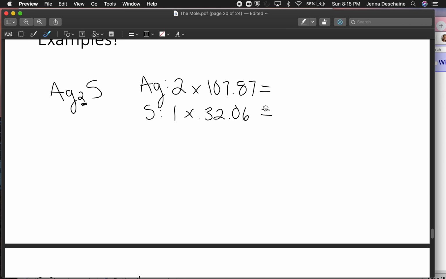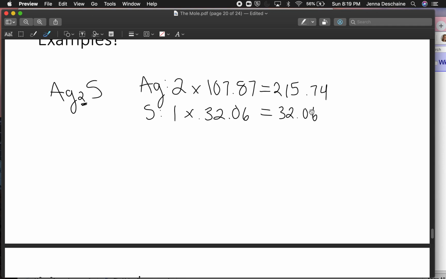All right, let me get a calculator very quickly. Got my phone, which will serve as my calculator. All right, so if I do 2 times 107.87, I get 215.74. Just like that. And then obviously I just have 1 times 32.06, which is 32.06.